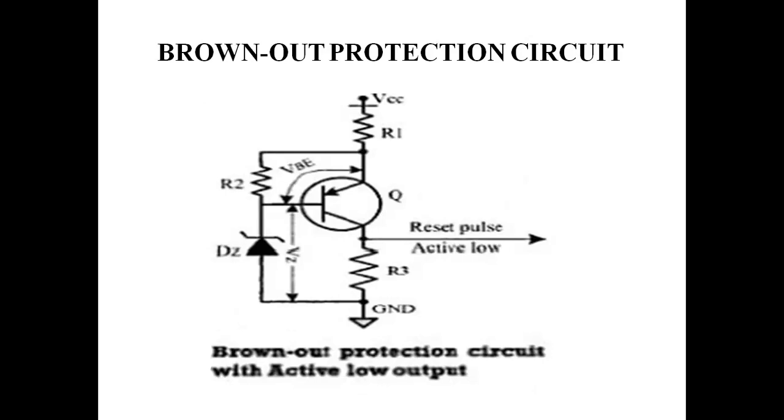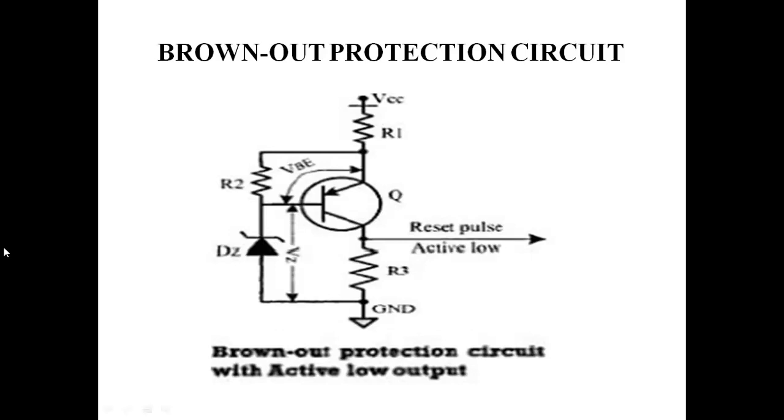The brownout protection circuit prevents the processor from unexpected program execution. Here we have the Zener diode DZ and the transistor Q. These two, the Zener diode and the transistor, form the heart of this circuit. The transistor conducts whenever the supply voltage VCC is greater than the sum of VBE and VZ.